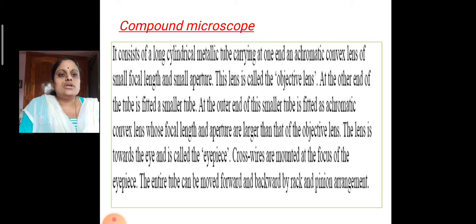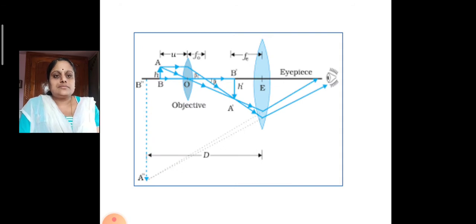Cross wires are mounted at the focus of the eyepiece. The entire tube can be moved forward and backward by a rack and pinion arrangement. This is the ray diagram representation for the image formation by a compound microscope. Here, the objective lens and eyepiece are shown to you. Objective must be a lens of smaller focal length, and eyepiece must be a lens of larger focal length.